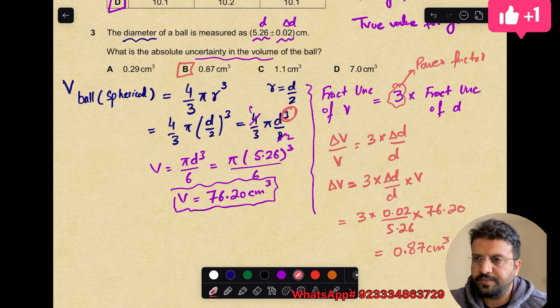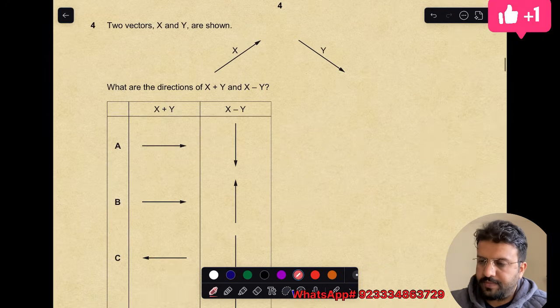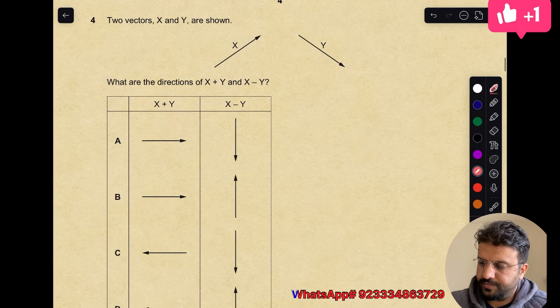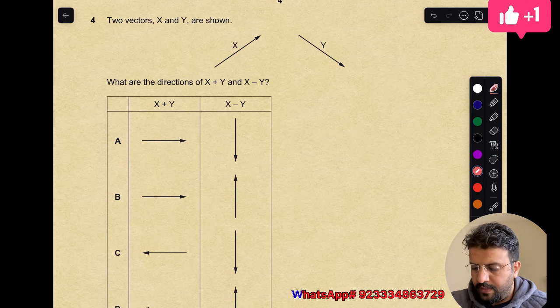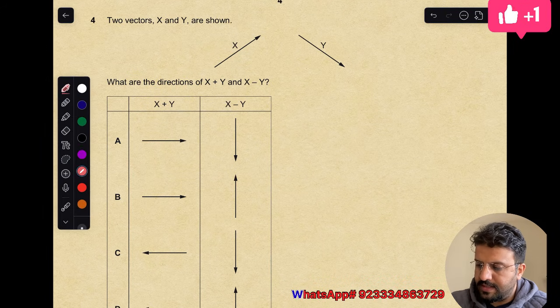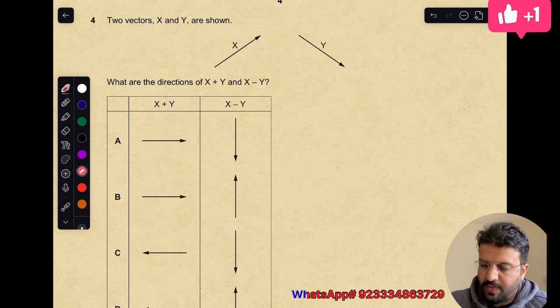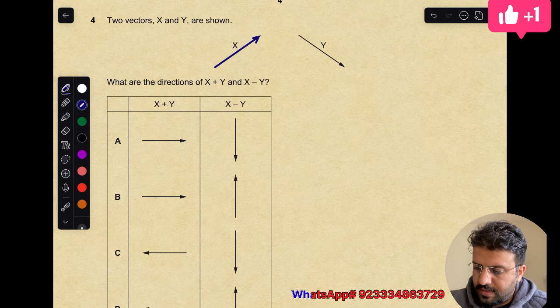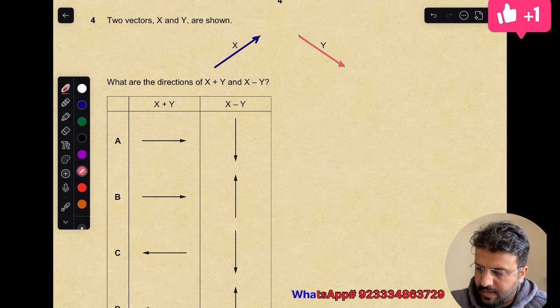Okay, so in the next question, question 3, we have two vectors x and y shown. What are the directions of x plus y and x minus y? So you have to find the resultant vectors. Okay, so let's first draw the x. There we have the x vector and this is the y vector. Okay, so first deal with x plus y.